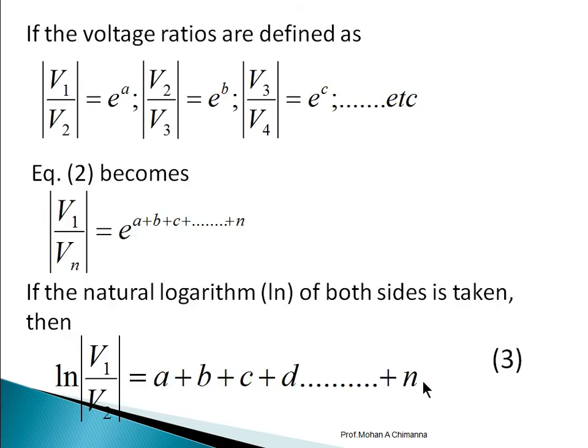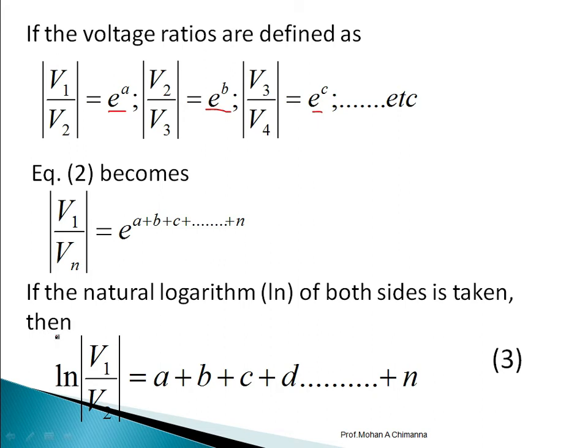If the voltage ratios are defined as V1 upon V2 is equal to e raised to a, V2 upon V3 is equal to e raised to b, V3 upon V4 is equal to e raised to c, up to n, then this equation becomes V1 upon Vn equal to e raised to a plus b plus c plus d up to the n number.